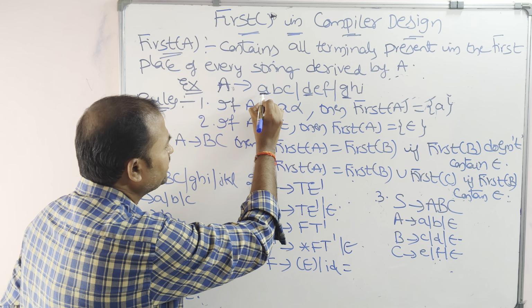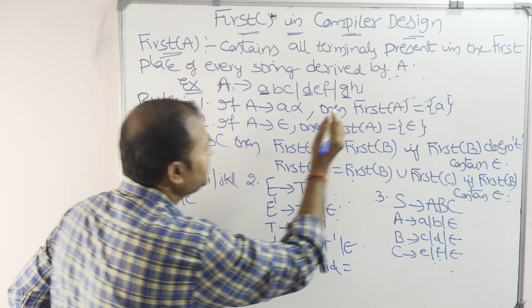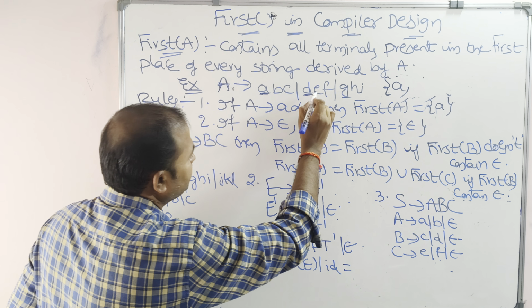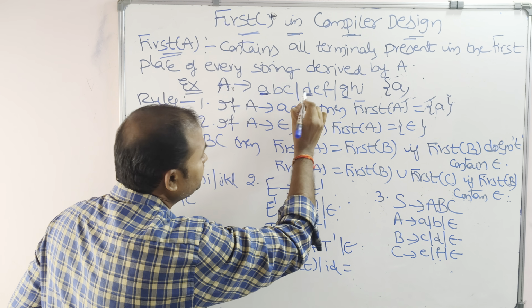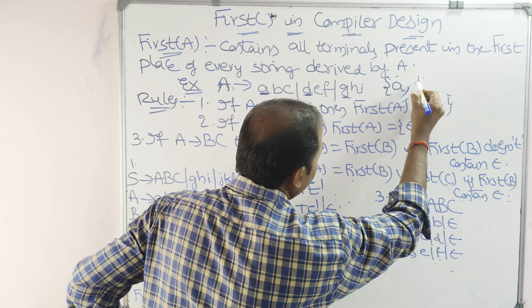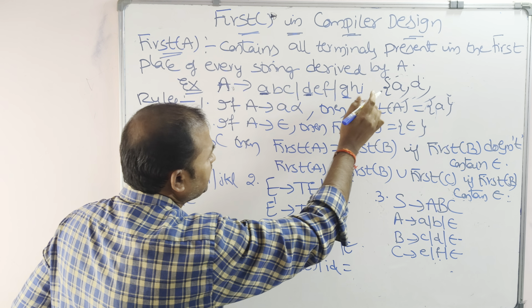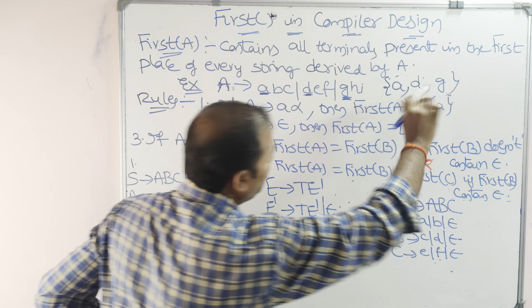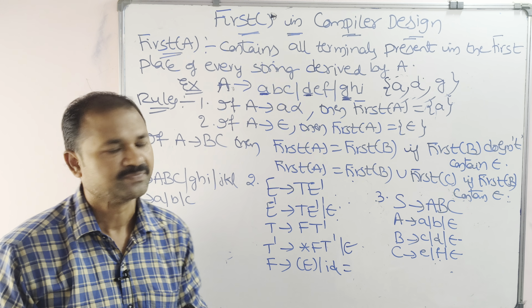In the first string, the first symbol is a. So FIRST of A will become this a. The second production is starting with this terminal, so d. In the third production, the first letter is g. So FIRST of A will become {a, d, g}.